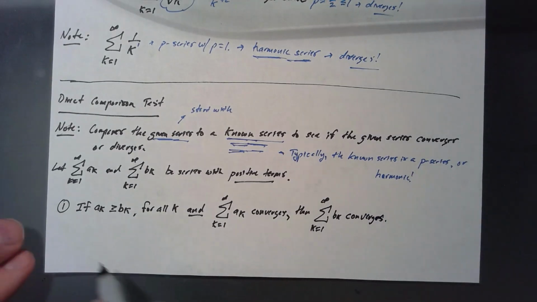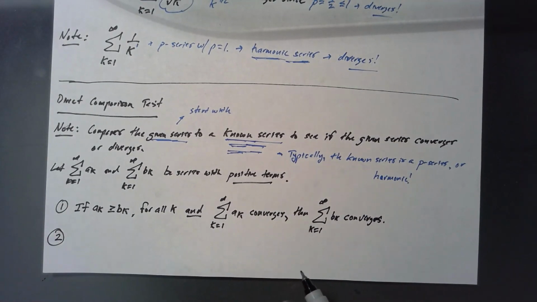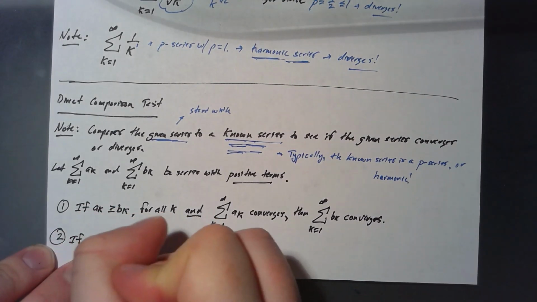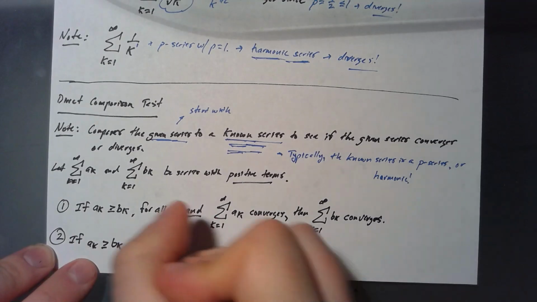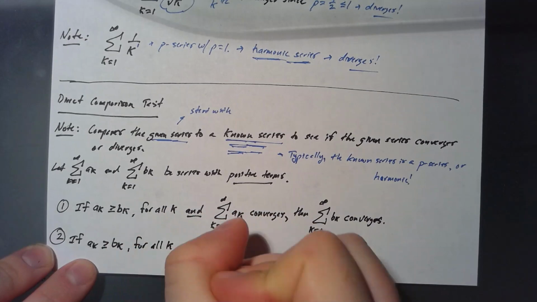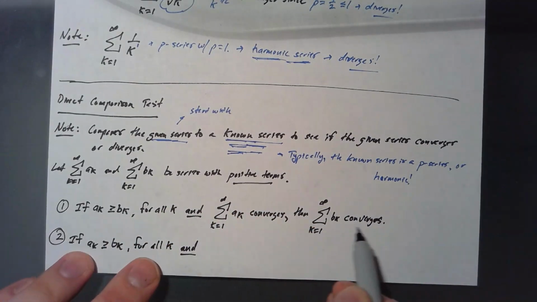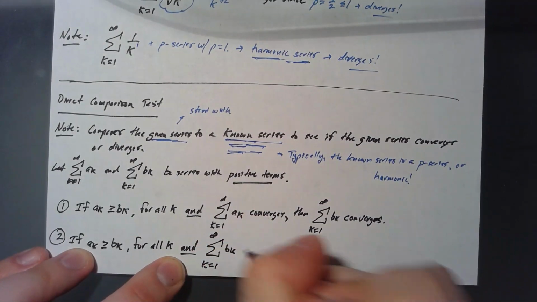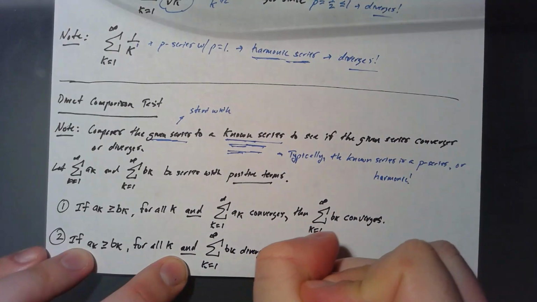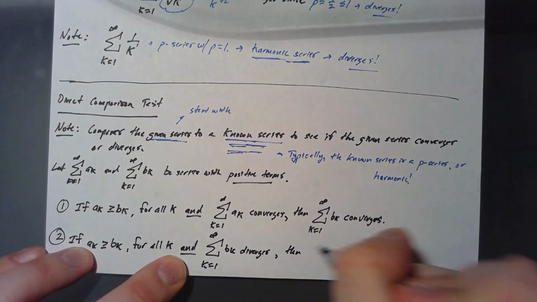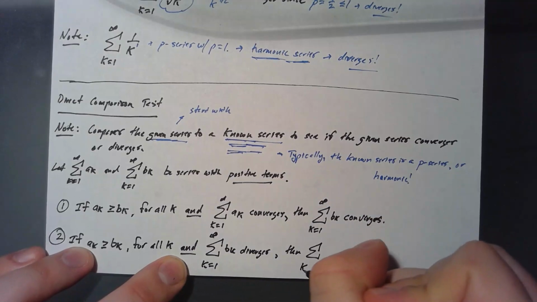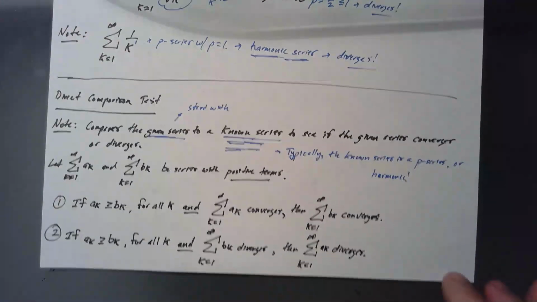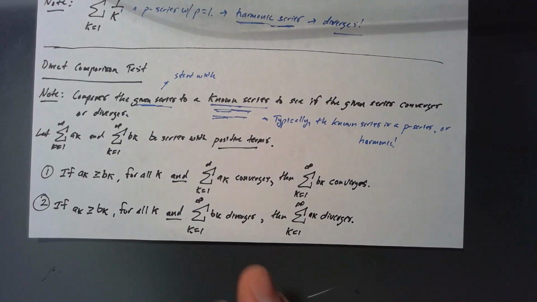Let me just write down the second one and I'll graphically represent what I mean. And the other case is if a of k is greater than b of k for all k, and I know something about b of k in this case, and b of k diverges, then a of k also diverges. So this right here is the essence of the direct comparison test.